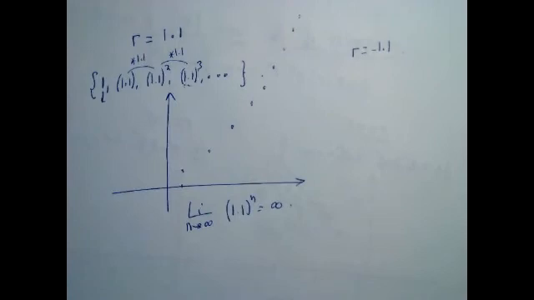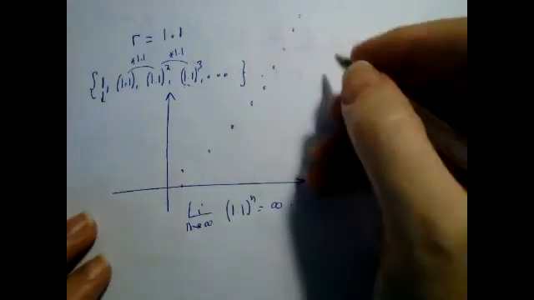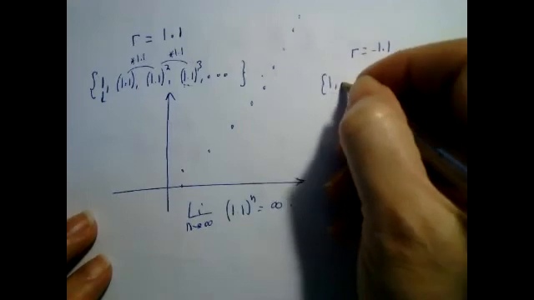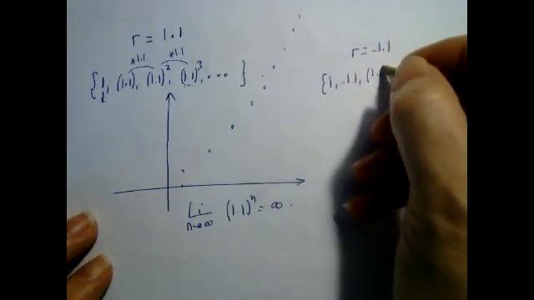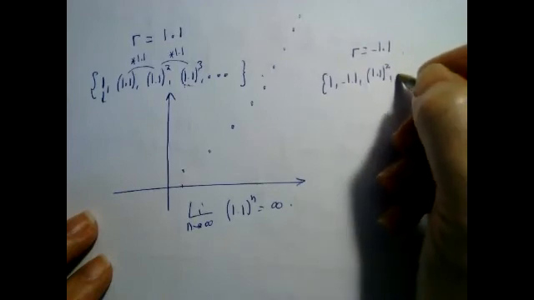Alternating signs. Now let's be more precise, as we did. So 1, negative 1.1, 1.1 squared, negative 1.1 cubed. Whatever the answer of 1.1 cubed is, I'm not going to compute it. Forget it. Then minus.